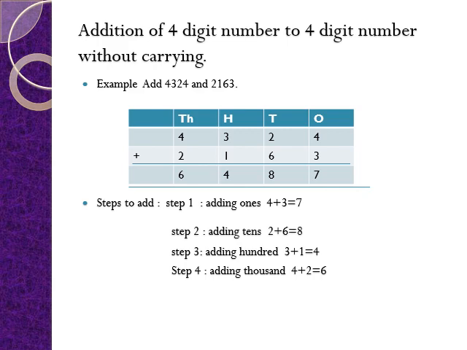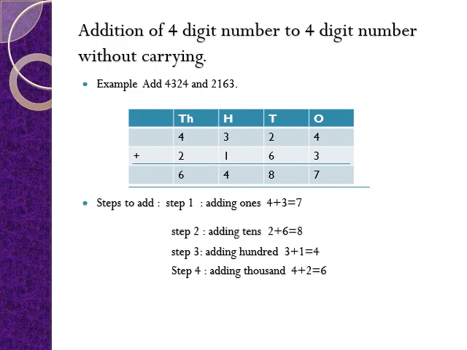Adding a 4-digit number to a 4-digit number without carrying. So, for example, bit number 1, we have to add 4,324 and 2,163. For our convenience, we will first put the numbers in the place value chart. See, I have put it in the place value chart.